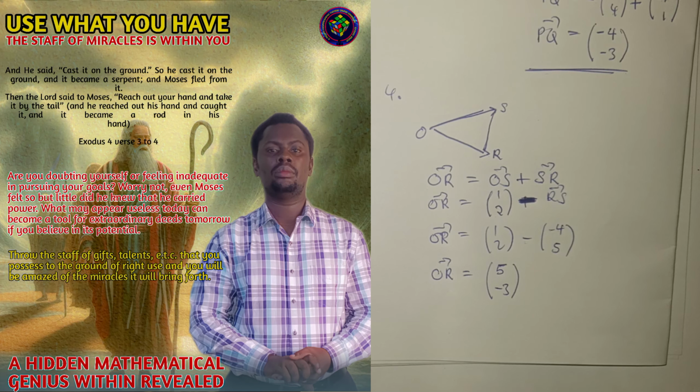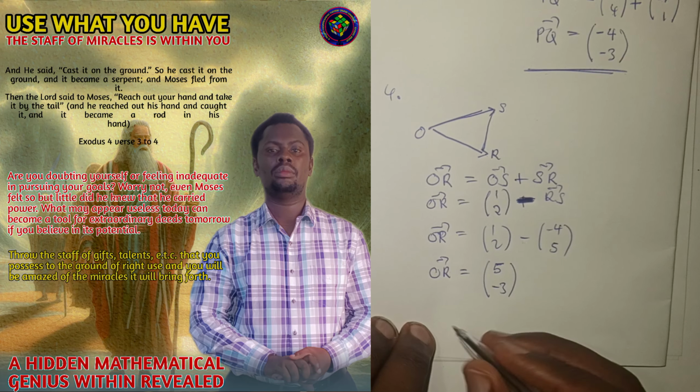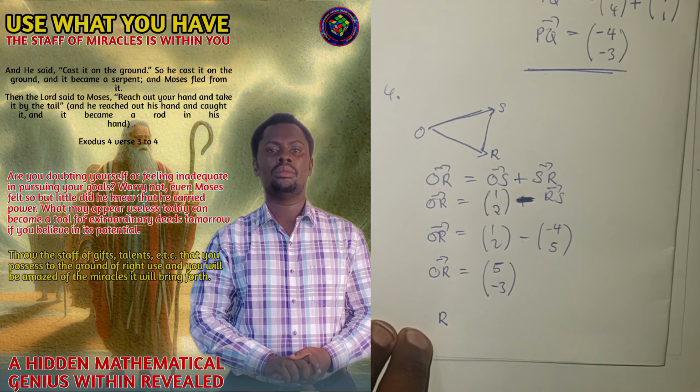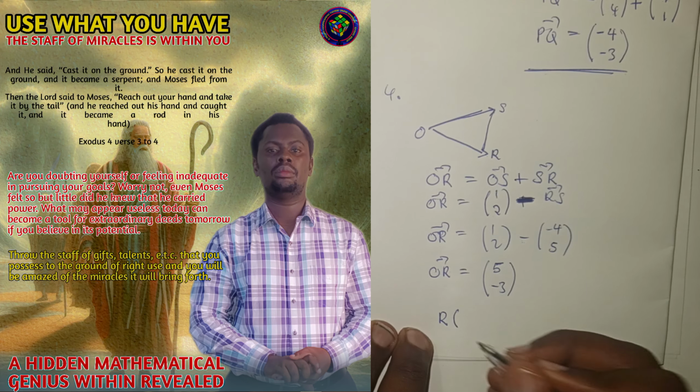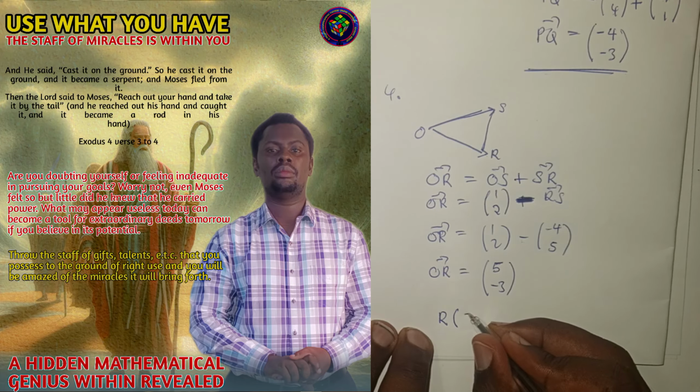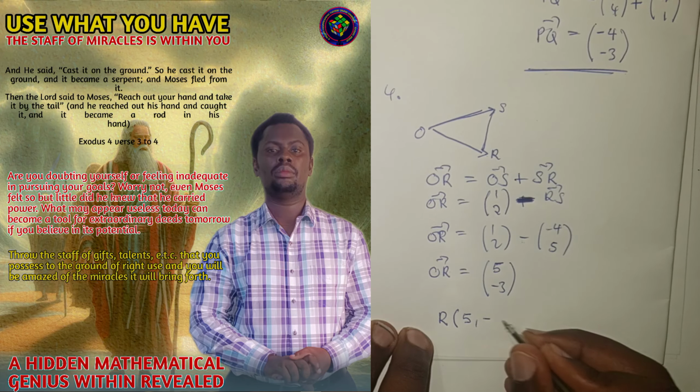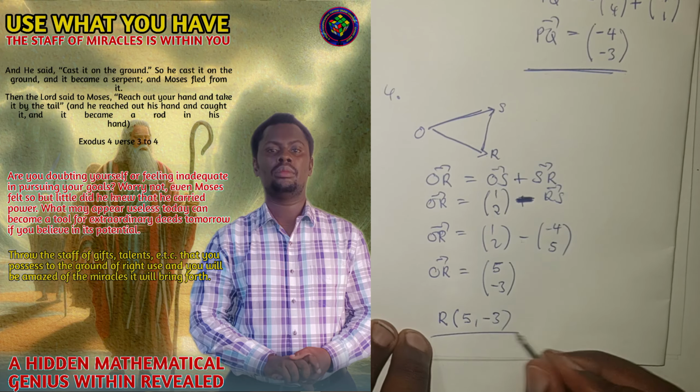As coordinates, for the point R you just write this as a row matrix. So the coordinates of R will be (5, -3).